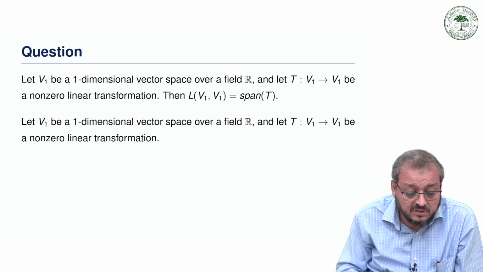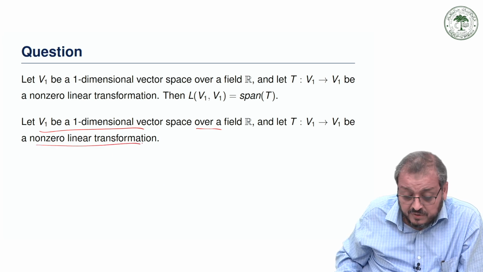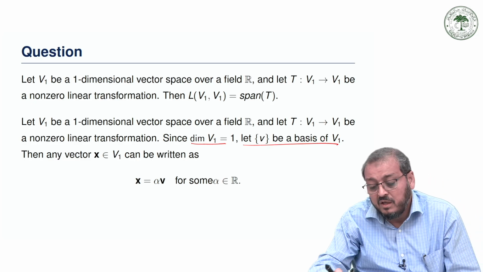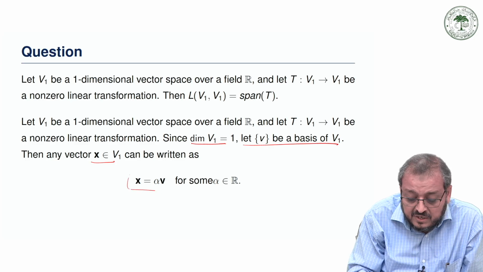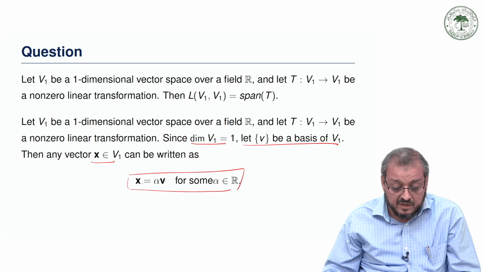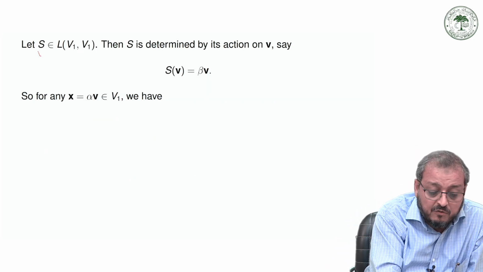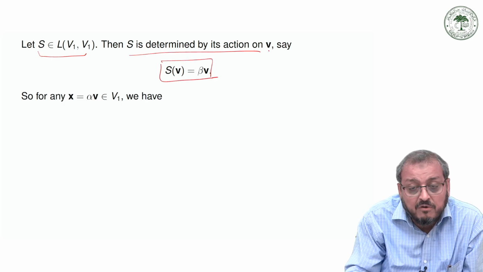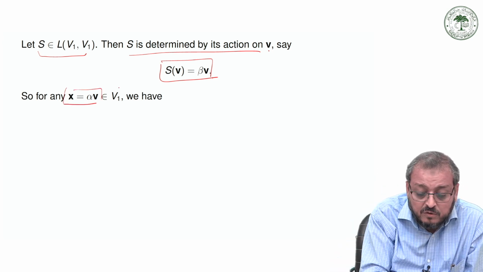So let us start with this. Because V1 is a one dimensional vector space over a field, T be a non-zero linear transformation. Since dimension is equal to 1, let V be a basis for V1, because there is at least one element in the basis, and for any x belonging to V1, x can be written in the form of alpha V for some alpha an element of the real numbers. Okay, so if alpha is a real number, then we calculate T. S is an element of L(V1, V2), then S is determined by the action on V. S of V is equal to some beta times V, and for any x equal to alpha V belonging to V1.